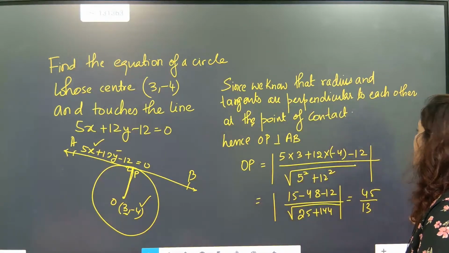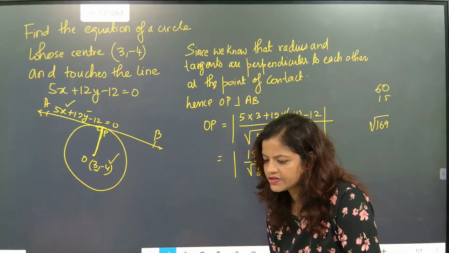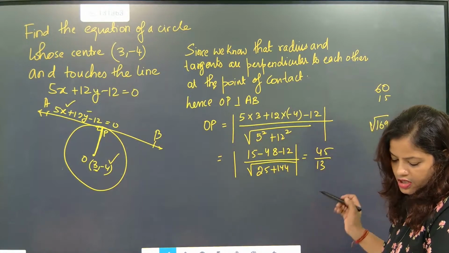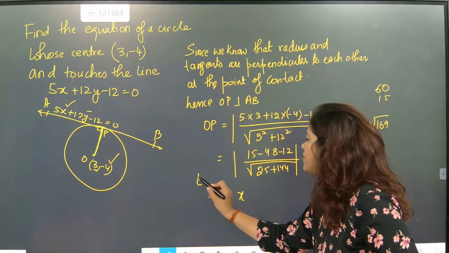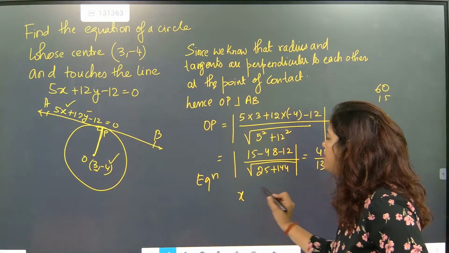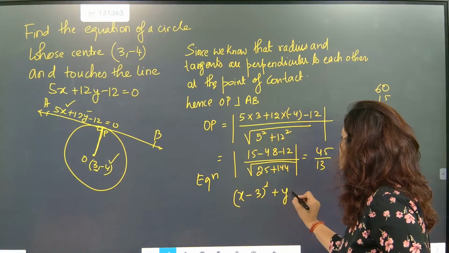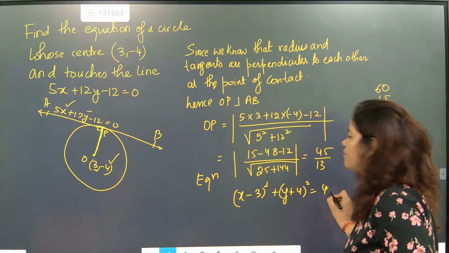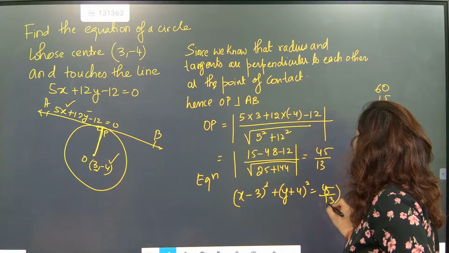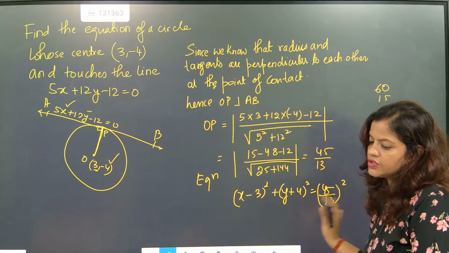The answer is absolutely correct, Rudra, because it will come in fractions, so a big number will come. Super. So here the equation of the circle will become x minus 3 whole square plus y plus 4 whole square equal to 45 by 13 whole square, beta. That is center part whole square, this part is coming.